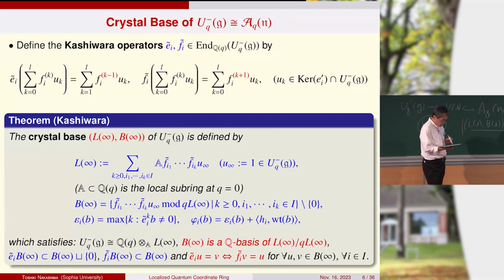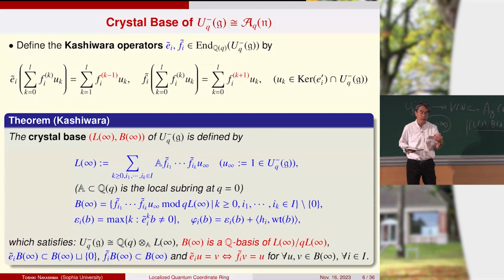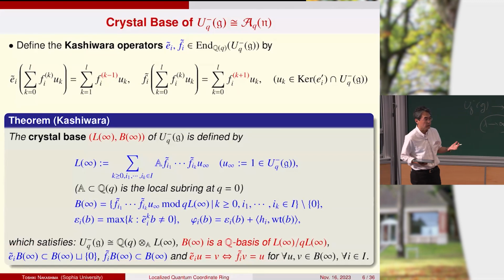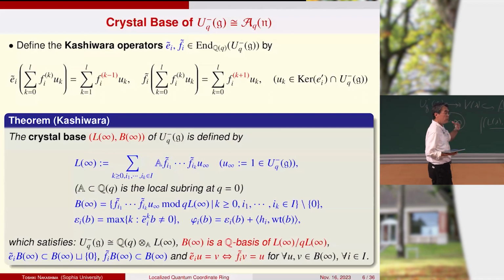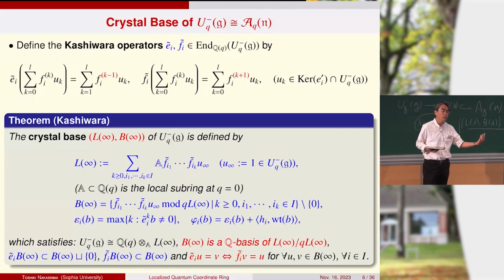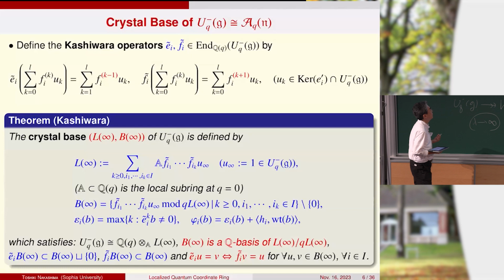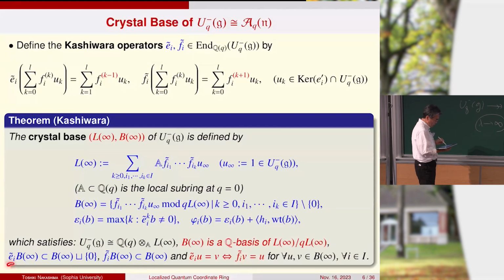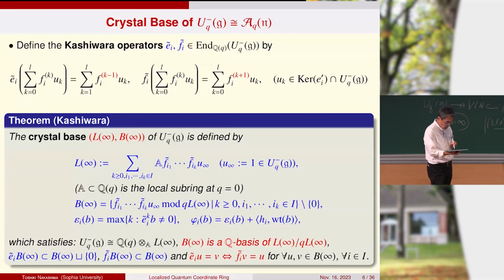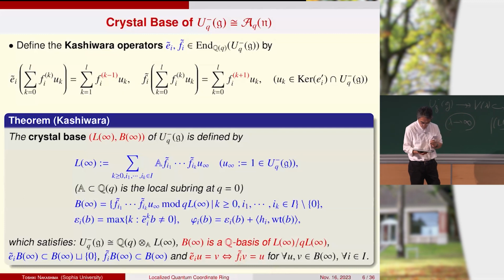Another important property is that B(infinity) is just a set, a basis. But e tilde acting on a basis element does not give a linear combination; we obtain just one element of the basis. This is a very remarkable property of crystal bases. Also, e tilde and f tilde are almost inverse to each other. Of course, if it goes to 0, it cannot go back.